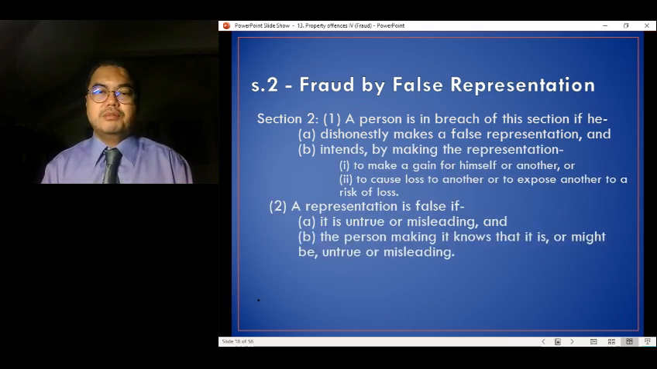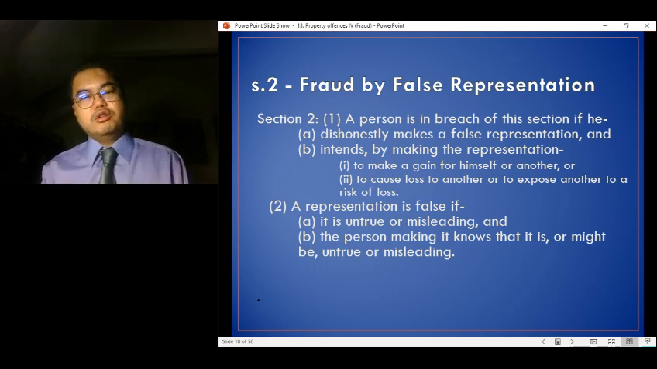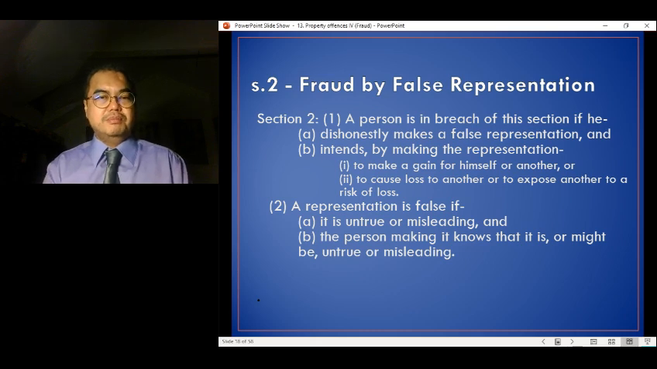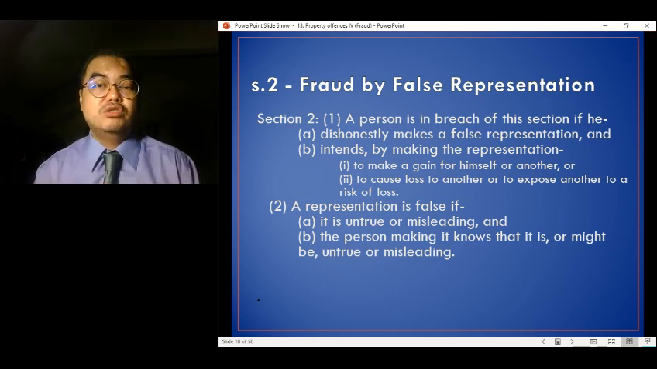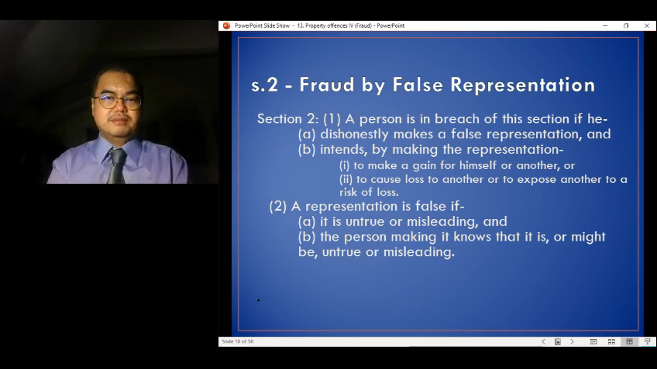So Section 2 is fraud by false representation. Section 2, subsection 1: a person is in breach of this section if he (a) dishonestly makes a false representation, and (b) intends, by making the representation, to make a gain for himself or another, or to cause loss to another, or to expose another to a risk of loss. So that's basically the offence, right? You make a false representation, and you do so with the intention to make a gain or cause a loss to another.